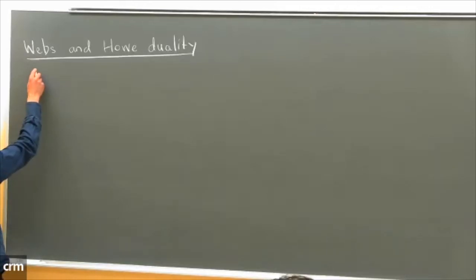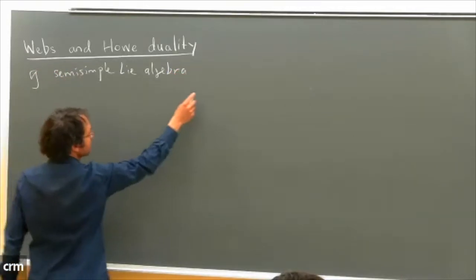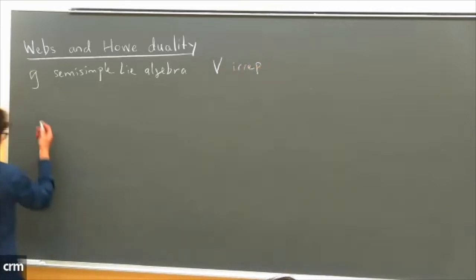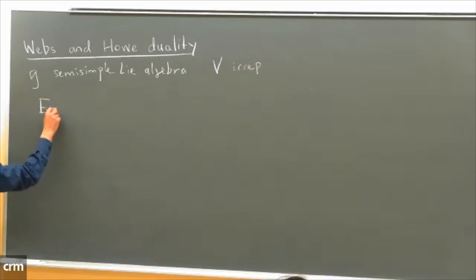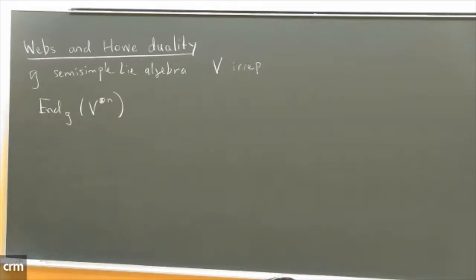Okay, so let's say that G is a semi-simple Lie algebra, and let's say V is an irreducible representation. One thing of interest is the endomorphisms of V tensor n as a representation over G. So this is a centralizer algebra.